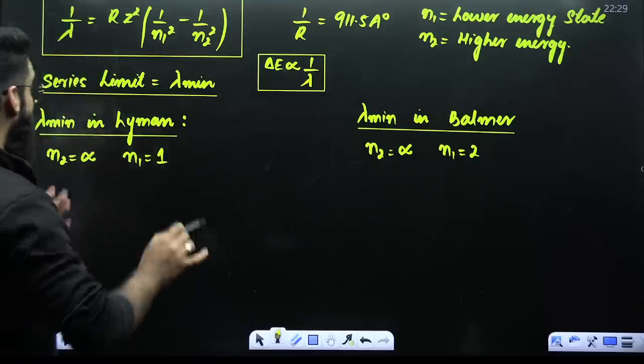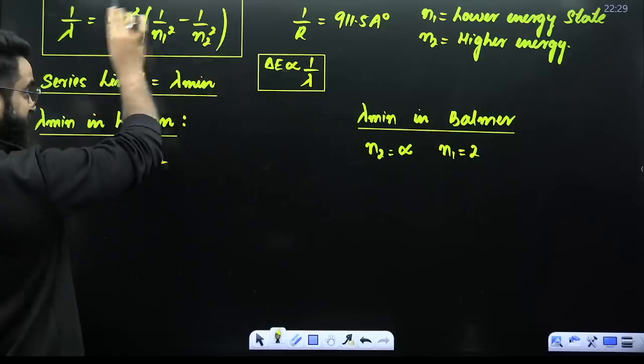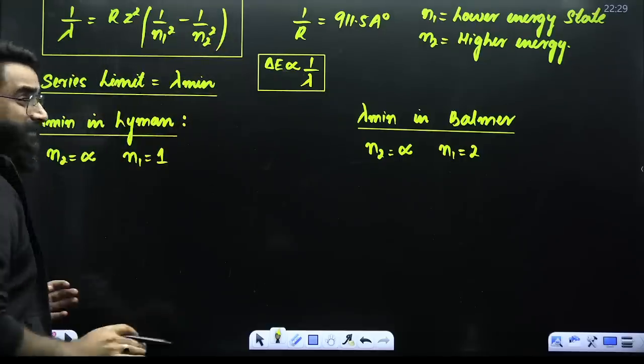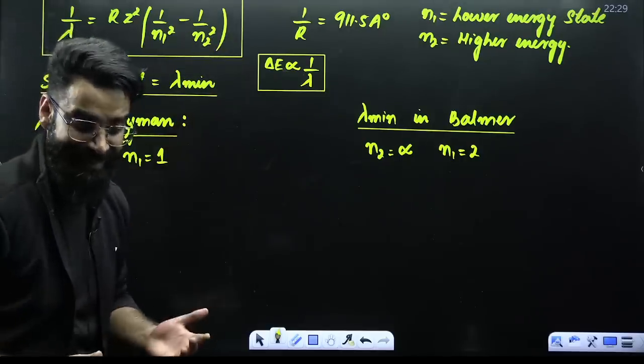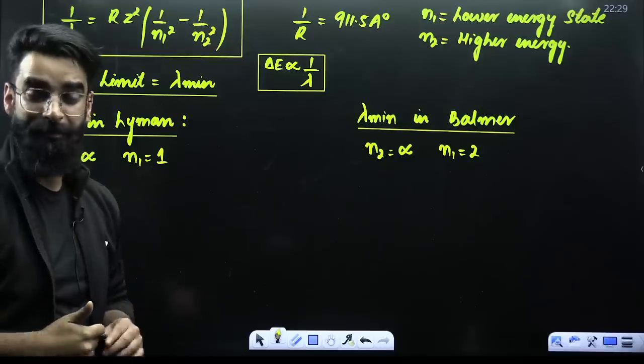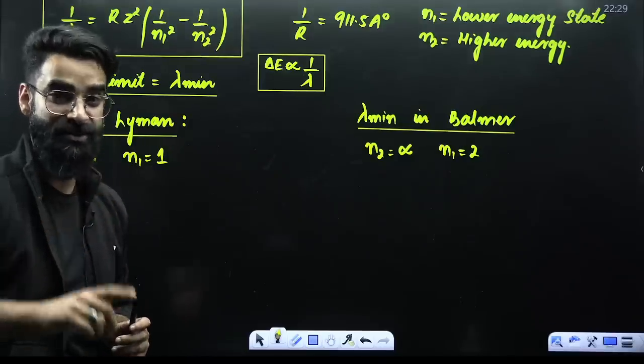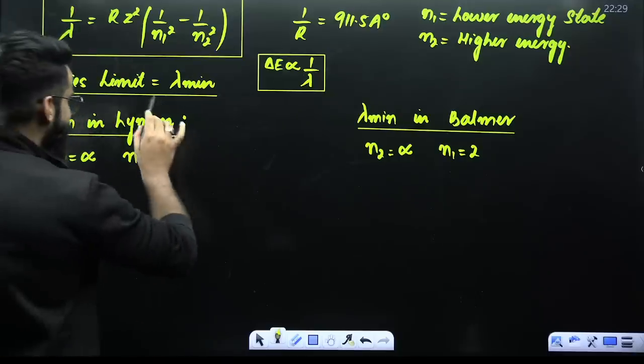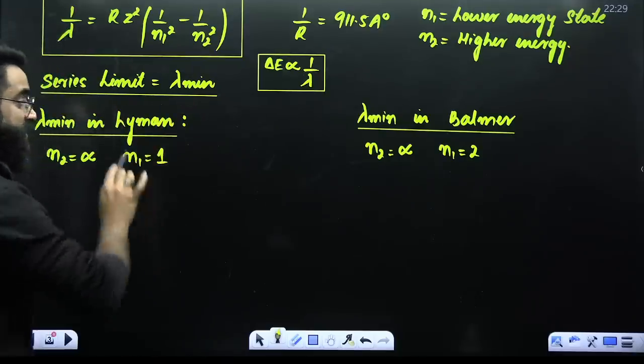My dear students, first of all, you must have heard about this particular formula, which is the Rydberg's formula. And with the help of this Rydberg's formula, you can calculate easily the wavelength emitted or absorbed by the electron when the electron makes a transition. Now here comes a point. If they ask you, calculate the series limit in case of Lyman series.